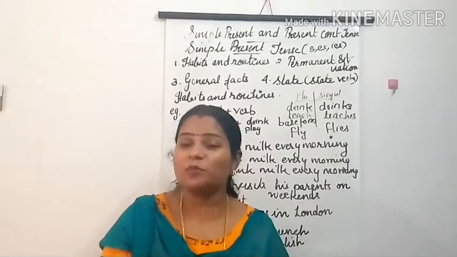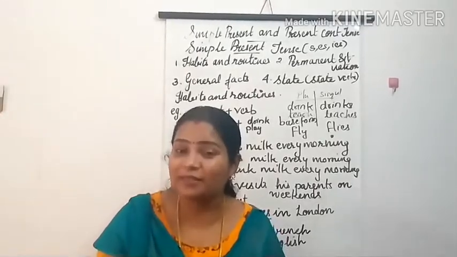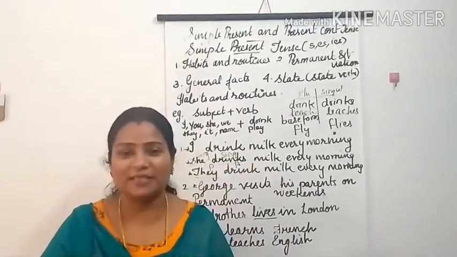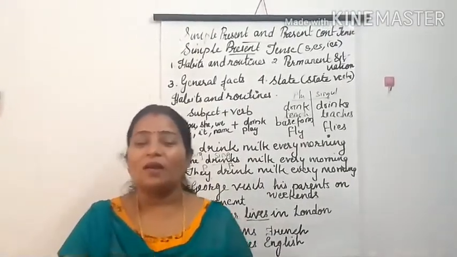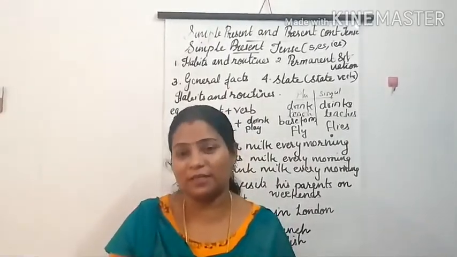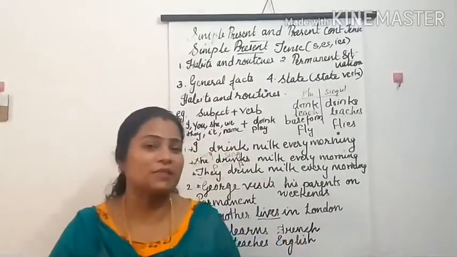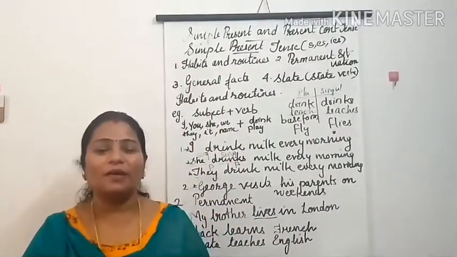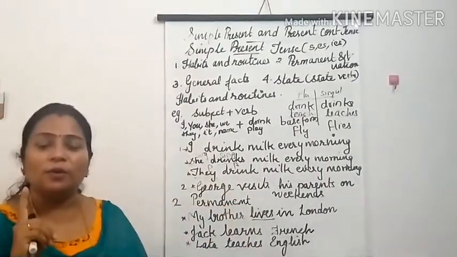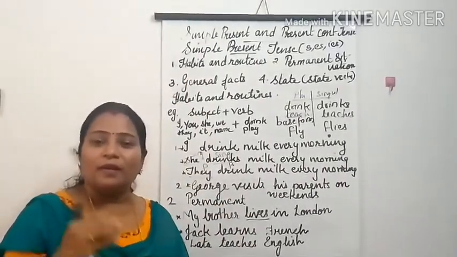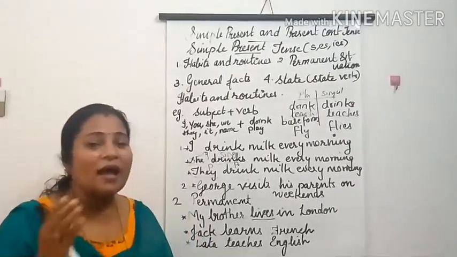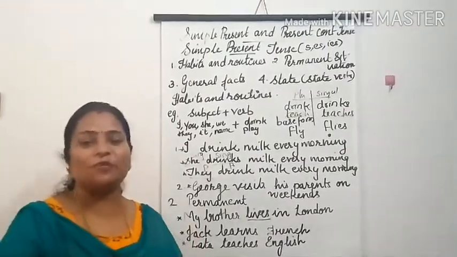And there are 12 forms of tenses. Out of that, the simple present tense is the base of all the tenses. And today I am going to teach you the 4 ways to use simple present tense, where all these simple present tense are used. So, the first, it is used in habits and routines. Second is permanent situation. Third is general facts. And the fourth is state with state verbs.